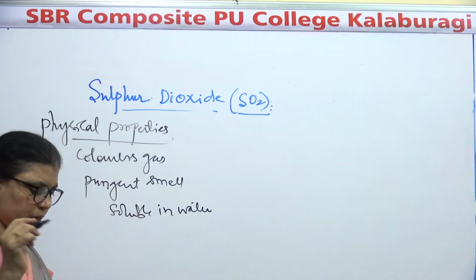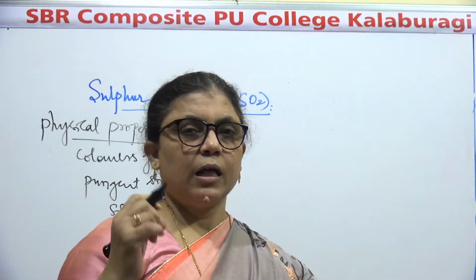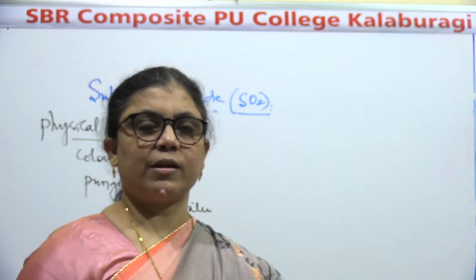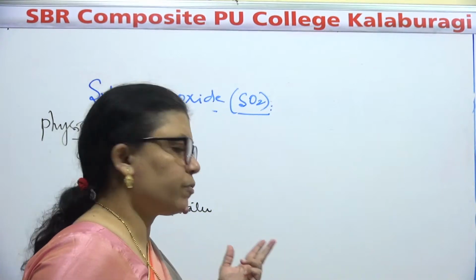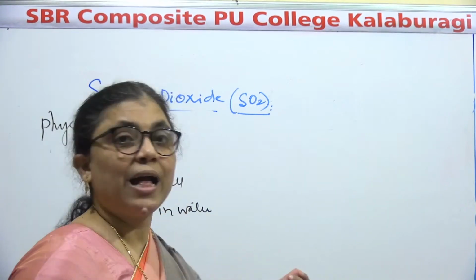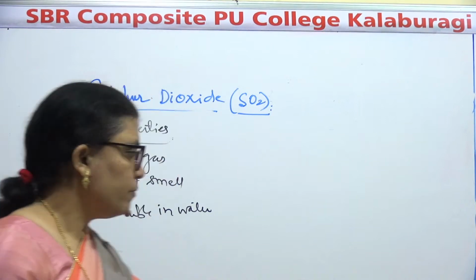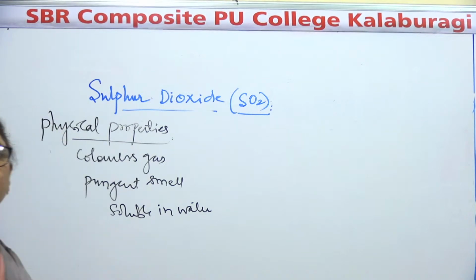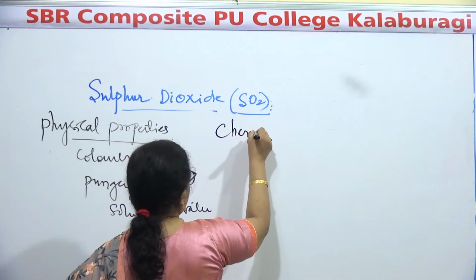Children, do you remember that in environmental chemistry in first year we said the gases responsible for acid rain are oxides of sulfur, oxides of nitrogen and oxides of carbon? These gases are responsible for acid rain, because when sulfur dioxide is dissolved in water, it produces sulfurous acid. Let us move on to the chemical properties one by one.